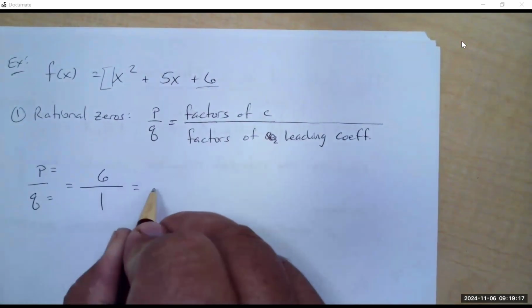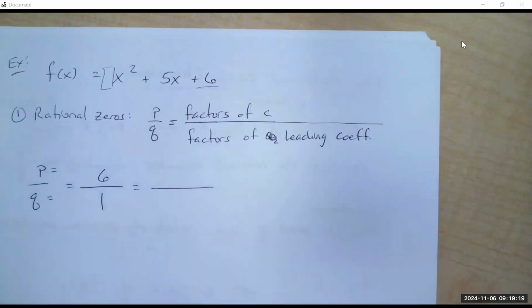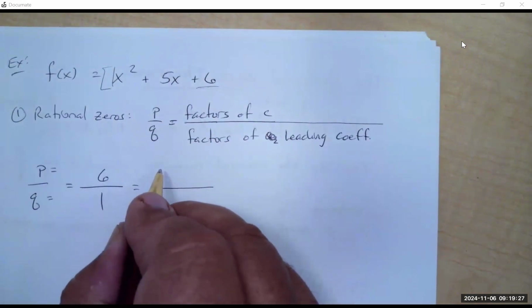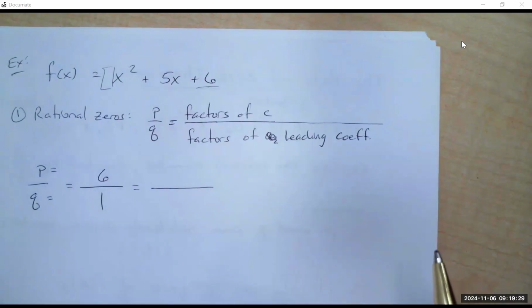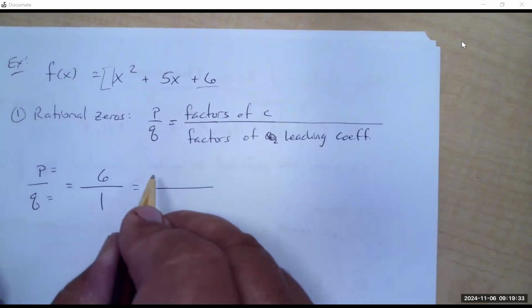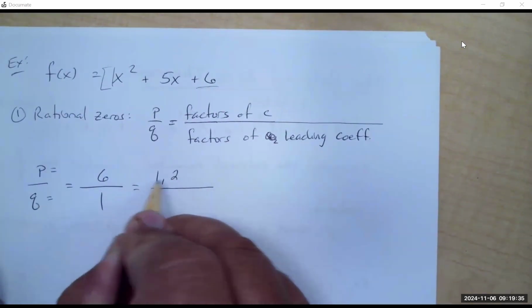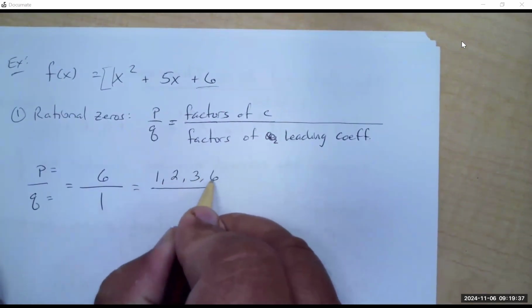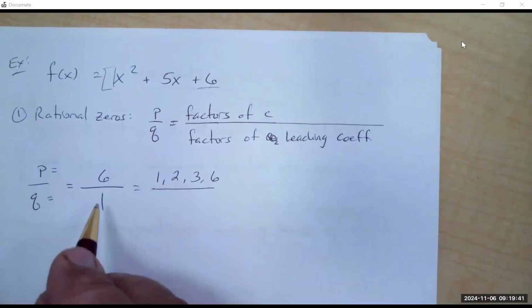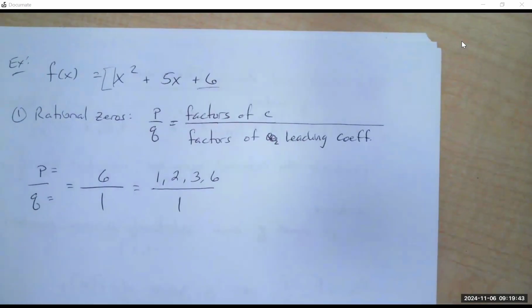So what we have to do here is find the factors. What are the factors of 6? What times what equals 6? 1 times 6 or 3 times 2. 1, 2, 3, and 6. So 1 times 6 or 2 times 3. Those are factors. What are factors of 1? Just 1.